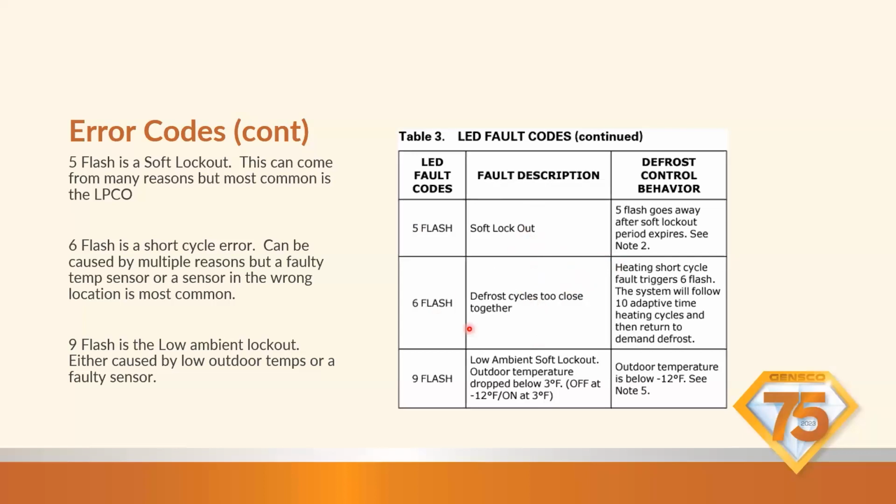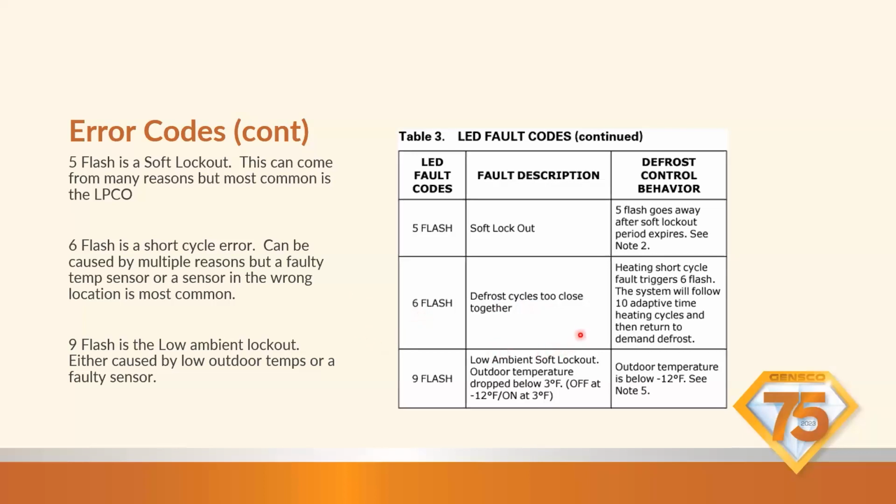6 flash, not so common. We don't get this as much, but it's saying that it's caused by a short cycling of the defrost. In other words, it went into a defrost, it defrosted, came out, it went right back into a defrost again. If it keeps on happening over and over again, this is going to cause the 6 flash to happen.